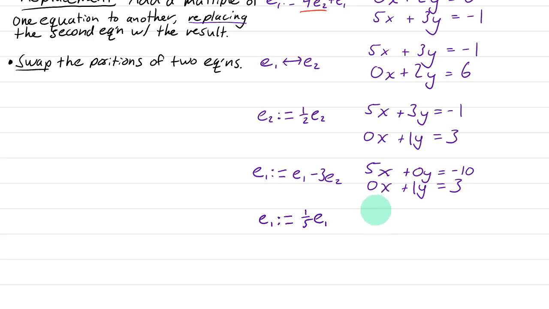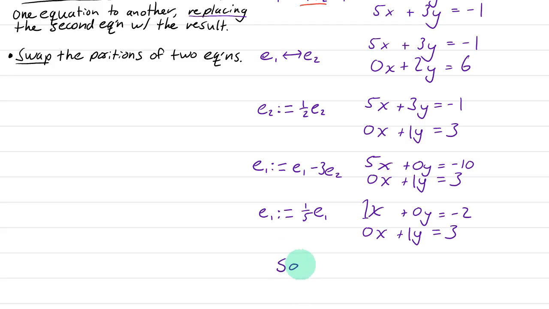So that gives you 1/5 times 5x is just x, or 1 times x if you want to write that. 0 times 1/5 is still 0y equals negative 2, and the second equation here is unchanged. So the solution of the system, and there's only one solution now, because now you really see that it's just x equals negative 2 and y equals 3. There's only one value of x and one value of y that clearly makes this work together. So that must be the solution set, the set containing that one point.